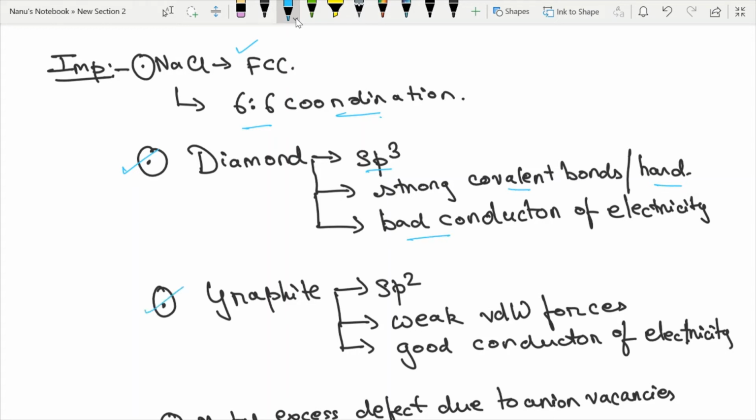Graphite, very important. Graphite is very important because all this research about graphene is going on. Graphene is the next big thing coming up in the world of materials. So this has sp2 hybridization. This has weak van der Waals forces, and it is a good conductor of electricity. Very important point. It is a good conductor of electricity. And this hybridization is sometimes also asked.